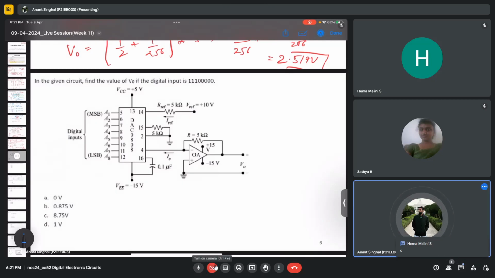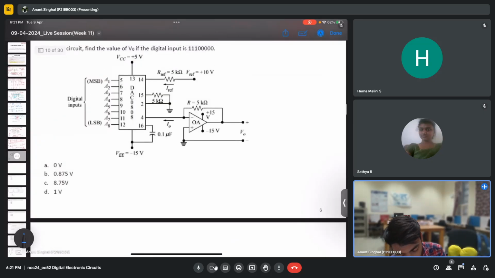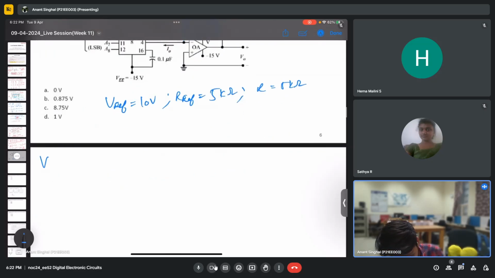So one answer is C. Let's just calculate again using the straightforward formula. Again we have all the values given, which are Vref, Rf and R. Vref is given as 10 volts, Rf is 5 kilo ohms, and this R is 5 kilo ohms again. I'll just apply the formula. The output will be Vref by Rf, and then again A1 by 2 plus A2 by 4 and so on.